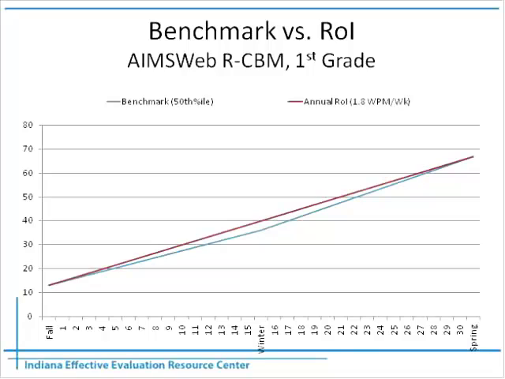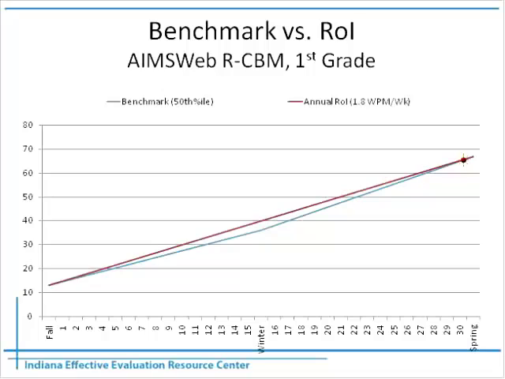This is a graph that's intended to show the issue we talked about at first with regard to calculating the goals. So if we look at the benchmark progress versus rate of improvement, this is for AIMSweb data in 1st grade, we can see that if you look at this blue line, this plots fall, winter, spring for this data, and you can see that the slope is more shallow in the fall than in the spring.